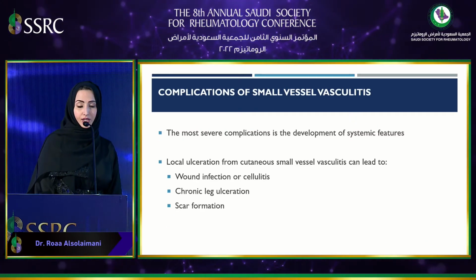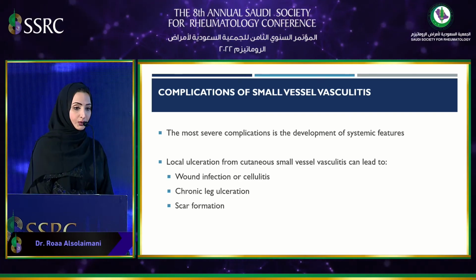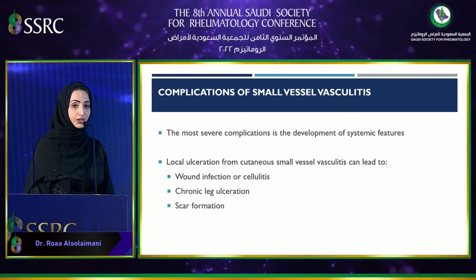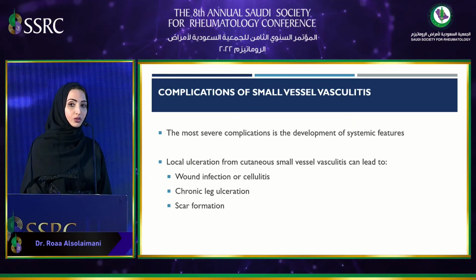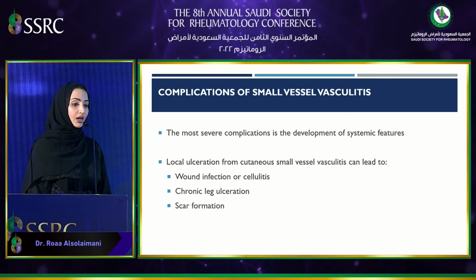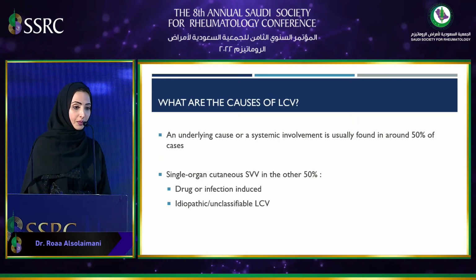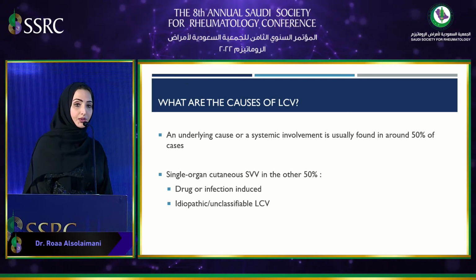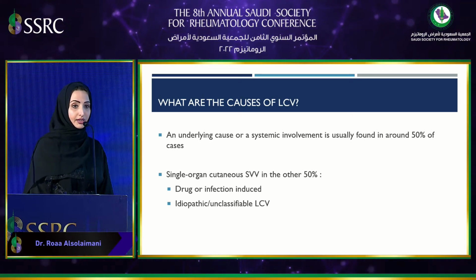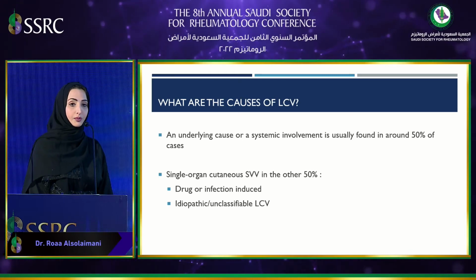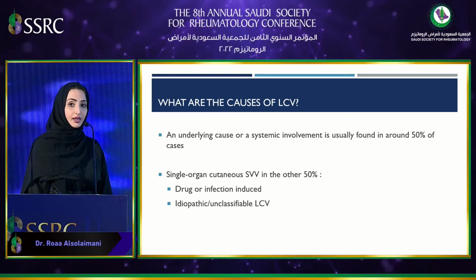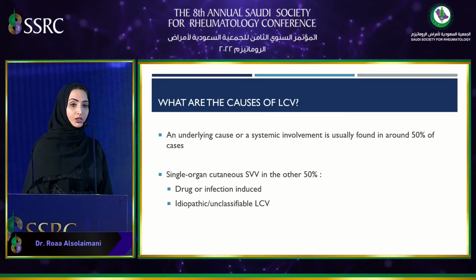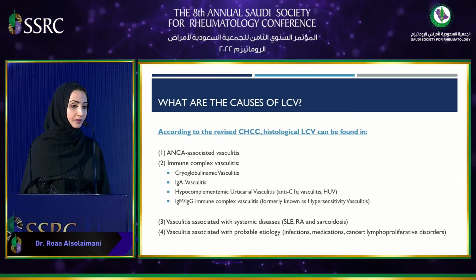So what are the complications of small vessel vasculitis or cutaneous small vessel vasculitis? They may progress to systemic or development of systemic features. Local ulcerations may lead to wound infections, cellulitis, chronic leg ulcers, and scar formation. So what are the causes of leukocytoclastic vasculitis? In 50% of the cases, you will find an underlying systemic disease, but the other 50% are just skin limited, and they can be subdivided into drug or infection induced or idiopathic with no clear cause.